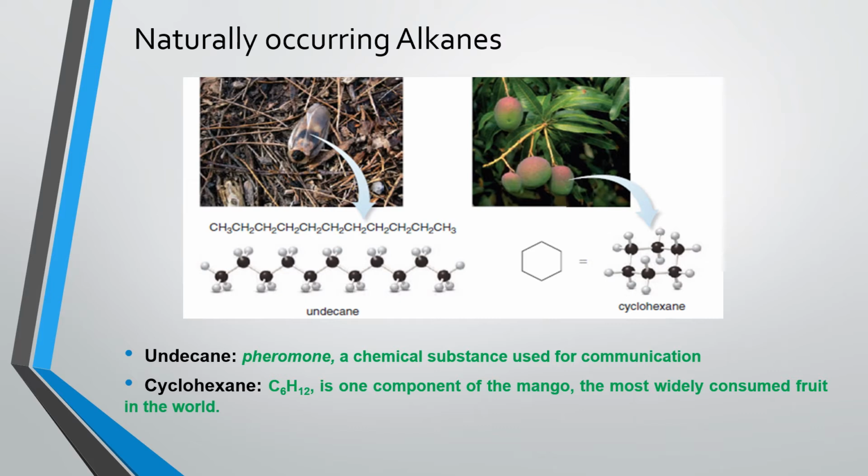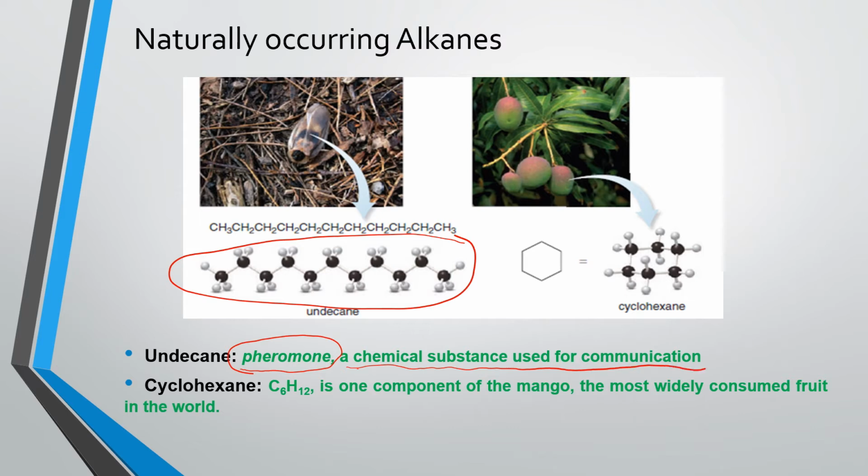So some or most of our alkanes can be found in nature. Example na naibigay sa module nyo ay yung undecane. Undecane, we have an alkane with 11 carbon atoms. So ito yung ball and stick model. Bilangin nyo, 11 yung black, kasi those are carbon atoms. So, undecane is an example of a pheromone. Ano ba yung pheromone? Yun yung chemical na ginagamit usually for communication ng mga animals.